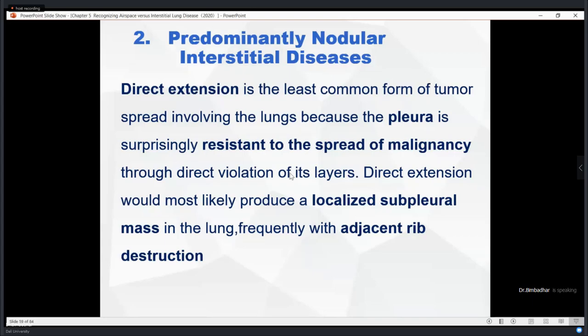And what actually happens here is a localized subpleural mass in a lung, and they can also frequently invade the adjacent rib. Okay.